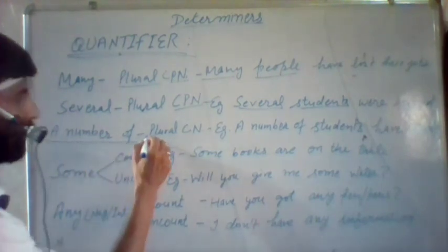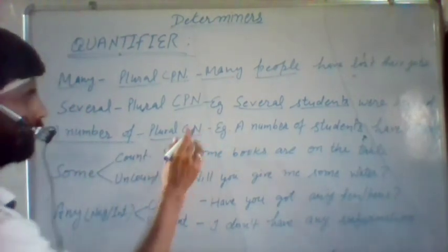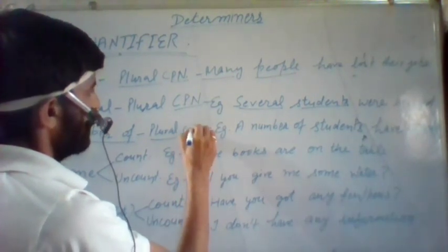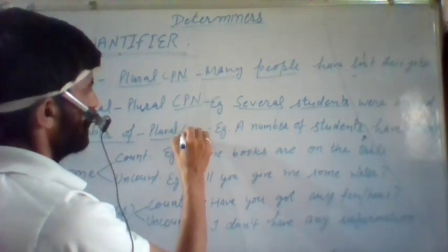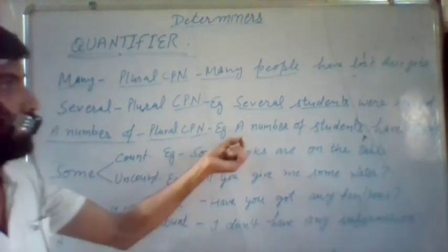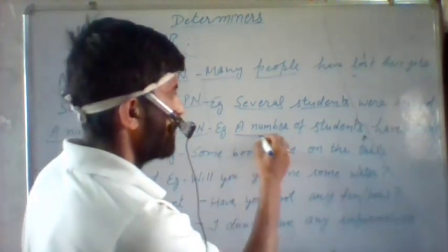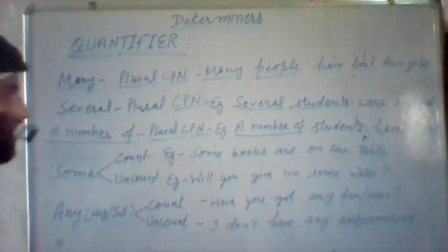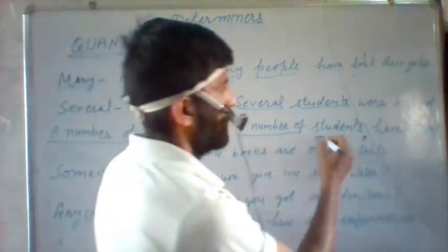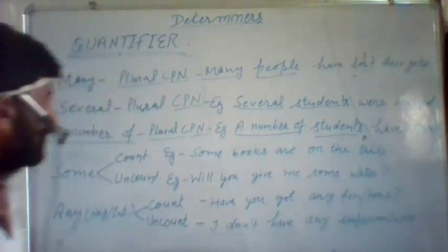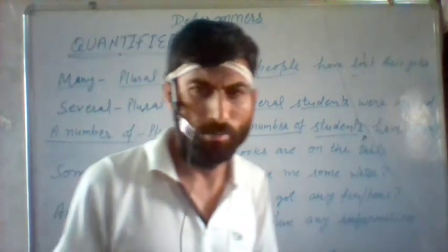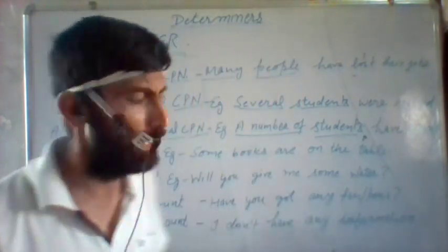A number of is used with a countable plural noun. For example, a number of, or a large number of, students have passed. A number of means बहुत सारे, and we can also replace it with many.